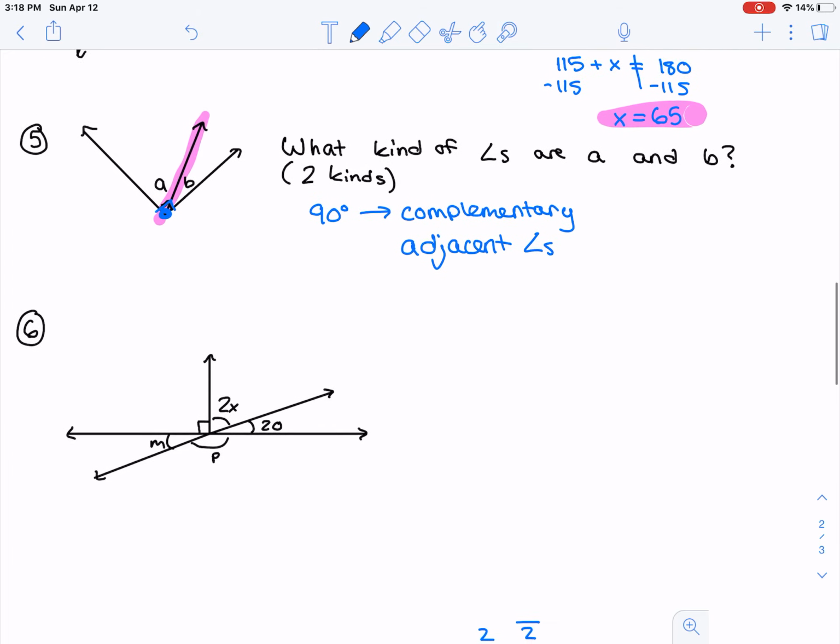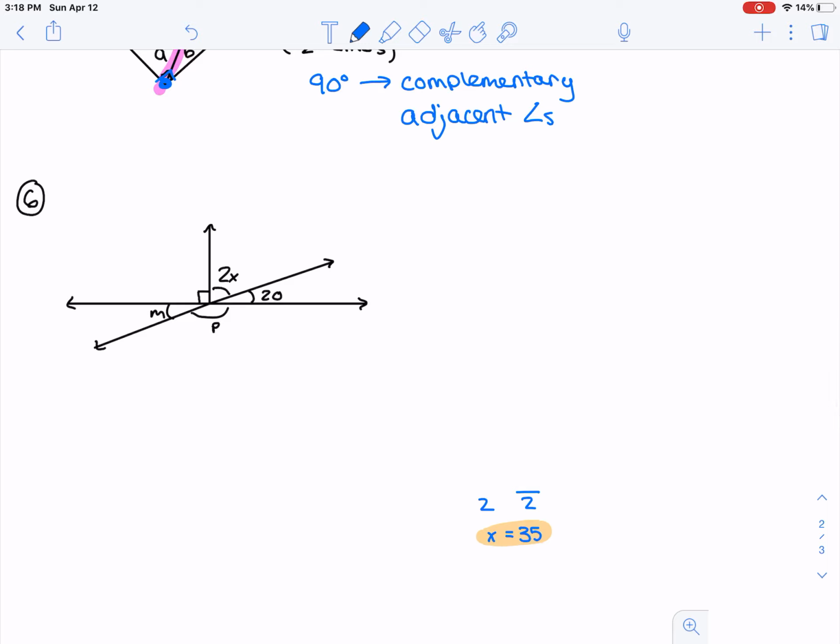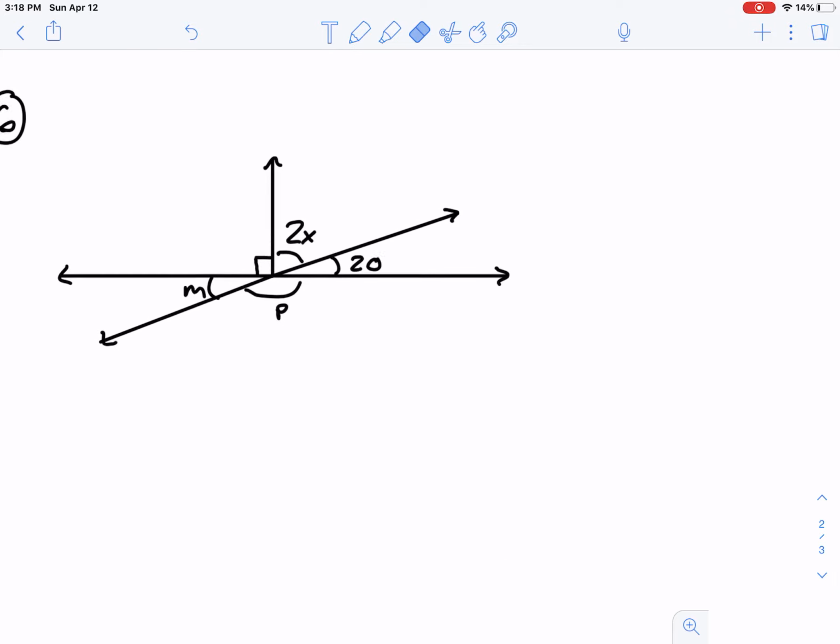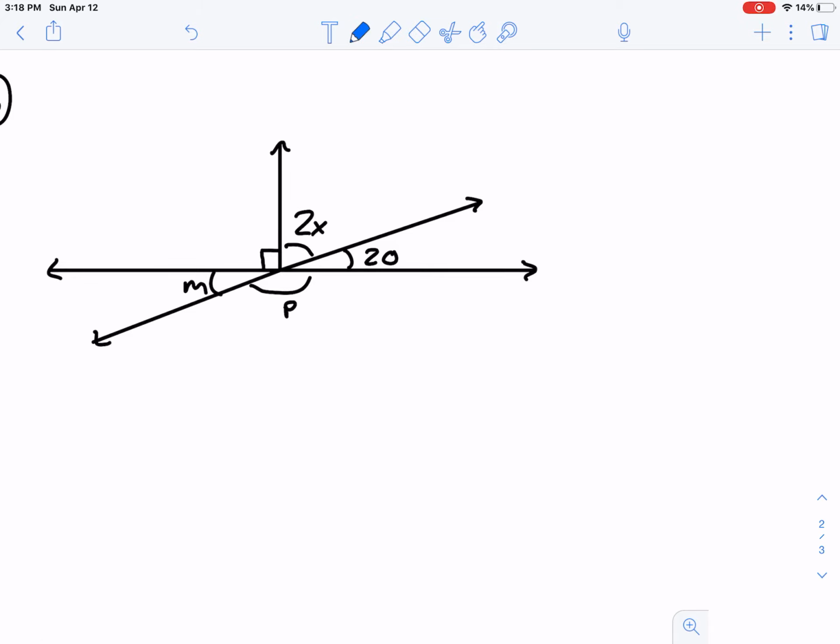All right, and our final question here. I know it looks a little complicated, but I promise you this isn't as bad as it looks. So right away, I noticed that I have 2 lines intersecting right here, okay? So right away, I know that I have vertical angles. That 20 and that M, here I'll put them in pink here, 20 and M are definitely going to be equal because they're vertical angles. So all we have to say for our solving for M is M equals 20.